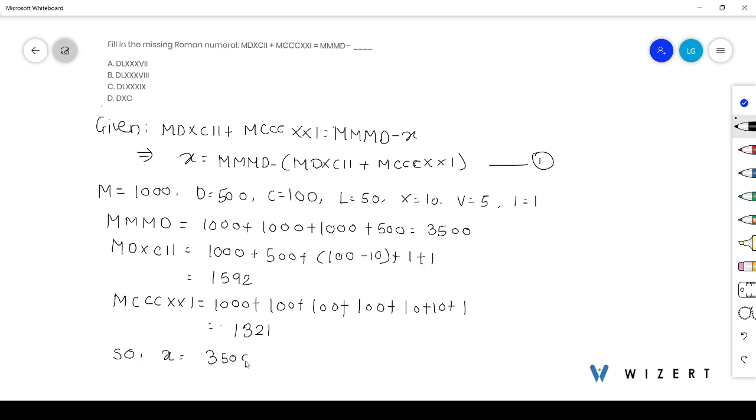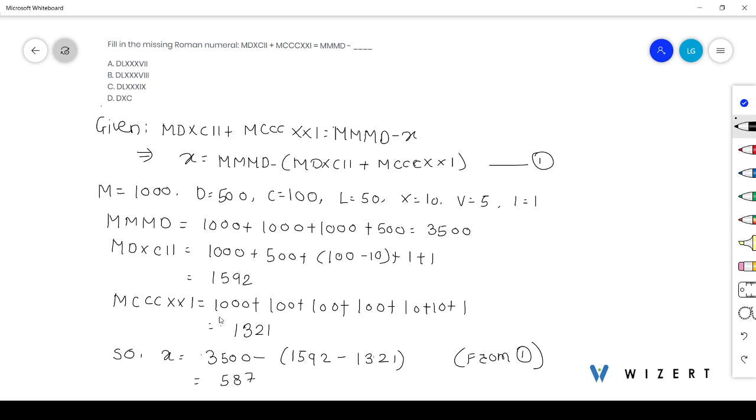Now from equation 1, X will be triple MD means 3500 minus this addition, 1592 plus 1321. Calculating this, we get 587.